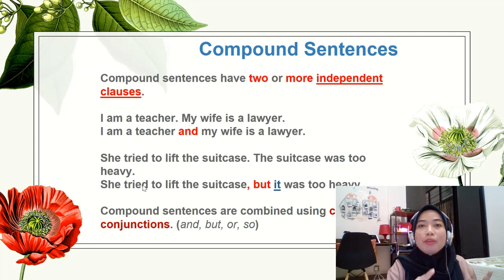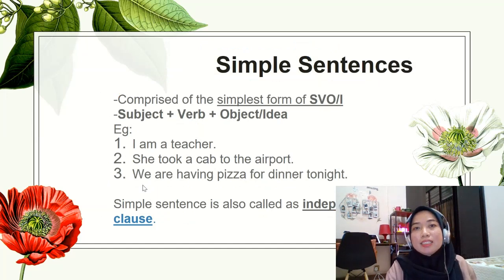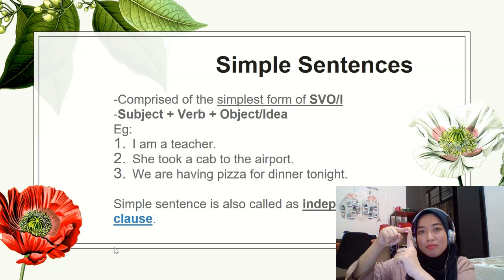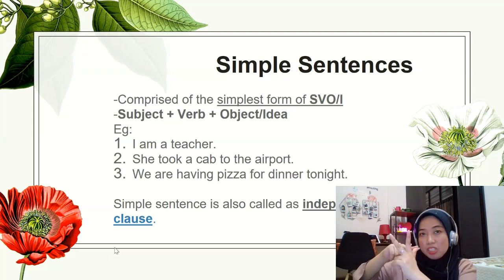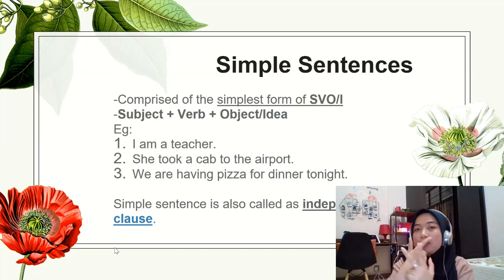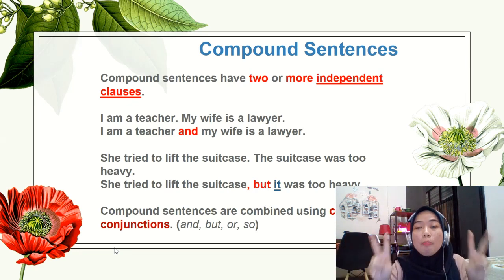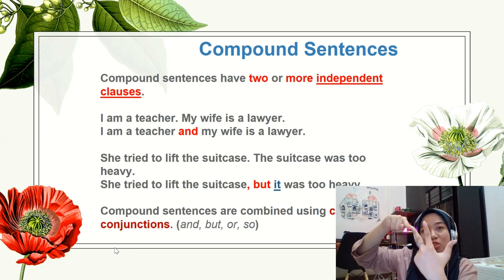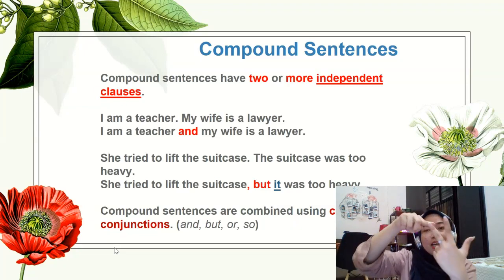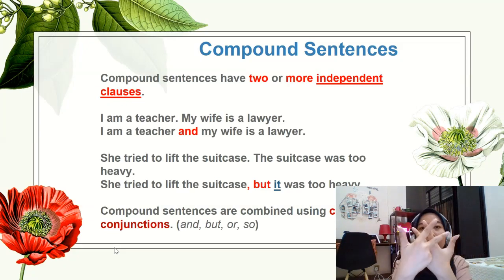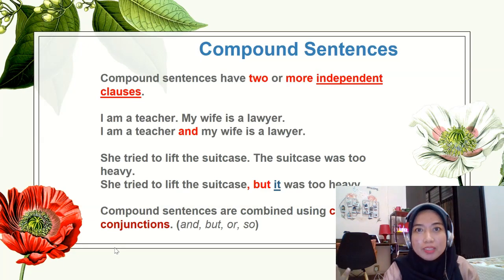Now, just now, if we remember, a simple sentence is something that we call an independent clause. Therefore, it means that an independent clause consists of subject, verb, object, or an idea of it. Now, if we have a compound sentence, it's basically a combination of two or more subject, verb, object. Subject, verb, object, subject, verb, object. We combine them to become a compound sentence.